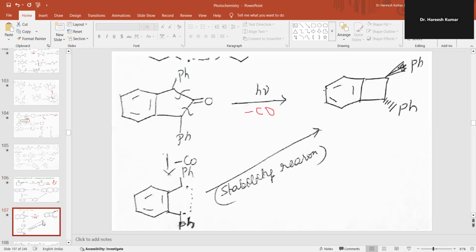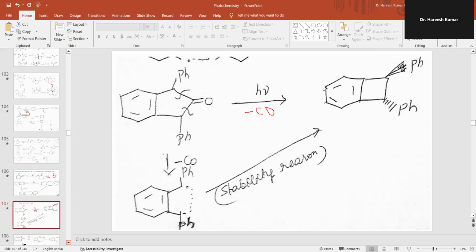I will take one more example. And of course, this is also a symmetrical ketone. On irradiation at the lambda max, it is observed that a cyclobutano-benzene is the product. And here, the trans product is the major product. That's because of the stability. Why the stability? The formed radical is stabilized. In both cases, the formed radical is the benzyl radical, and this radical is stabilized through resonance. I will go to the next slide.